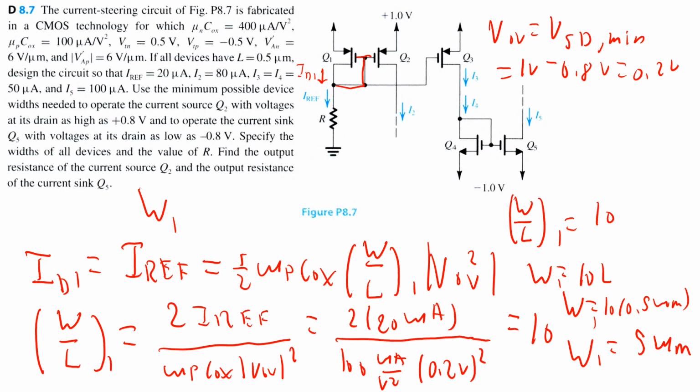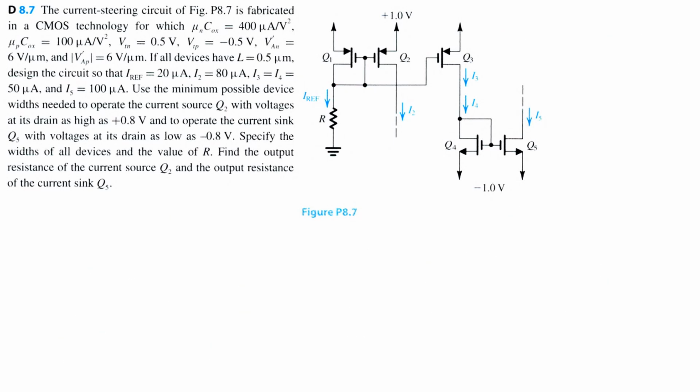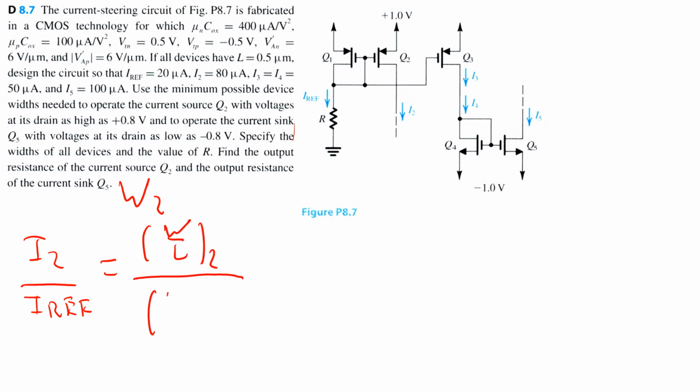Let's continue with W2. Let's try to solve for the width of Q2, or W2, using our knowledge of current mirrors. So if I were to divide I2 by the reference current, that would be the equivalent of dividing the width divided by length of Q2 by the width divided by length of Q1. Now why can I say this? Because we've met two conditions.